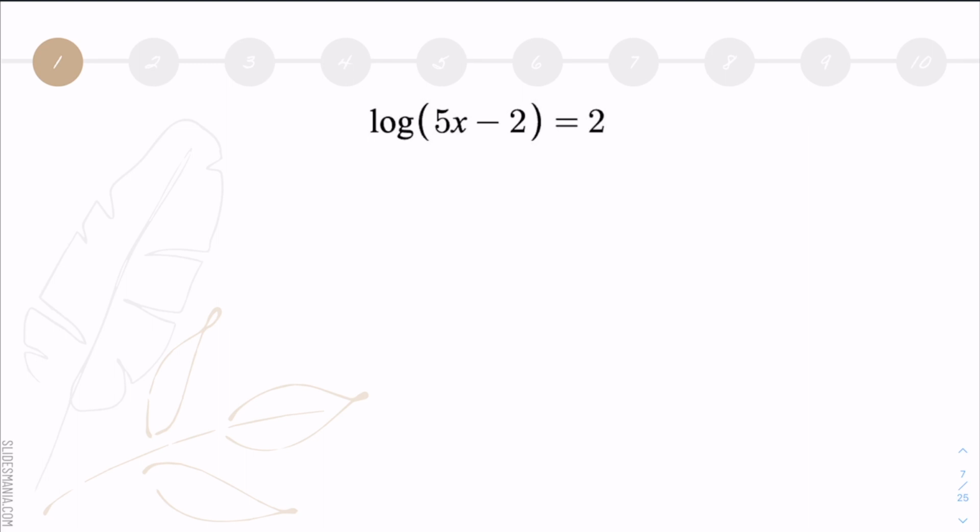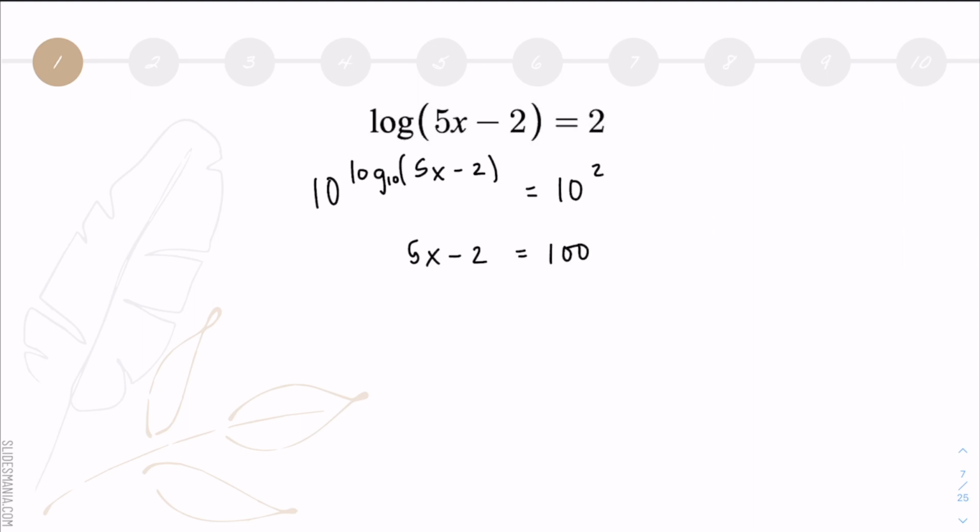And so I'm going to write this out, but this is a step we can do in our heads. But we exponentiate both sides of the equation, which just means we're going to make both sides of the equation an exponent with base 10. And because this is common log with base 10, these are inverses, leaving us with 5x minus 2. Okay, well, what is 10 squared? 10 squared is just 100.